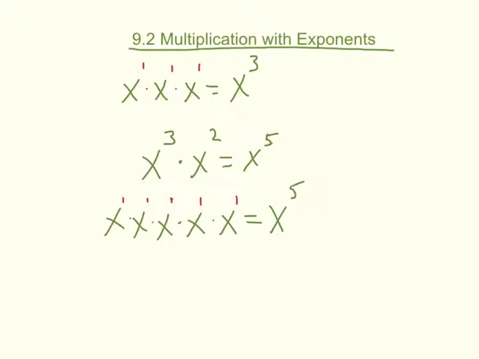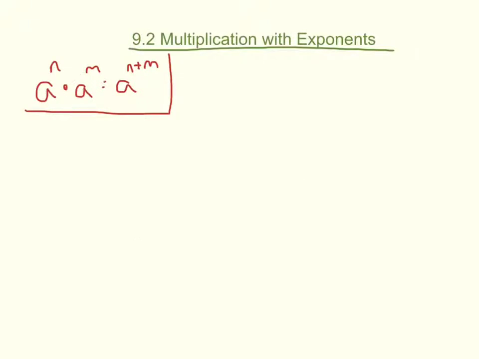So my general rule, a to the n times a to the m equals a to the n plus m. I'll write that out a little bit better in the next slide. So the bases are the same, so I simply keep the same base and I add the exponents. Okay, let's try a couple examples and see. Okay, I neatened this up a little bit so that it was all in line.